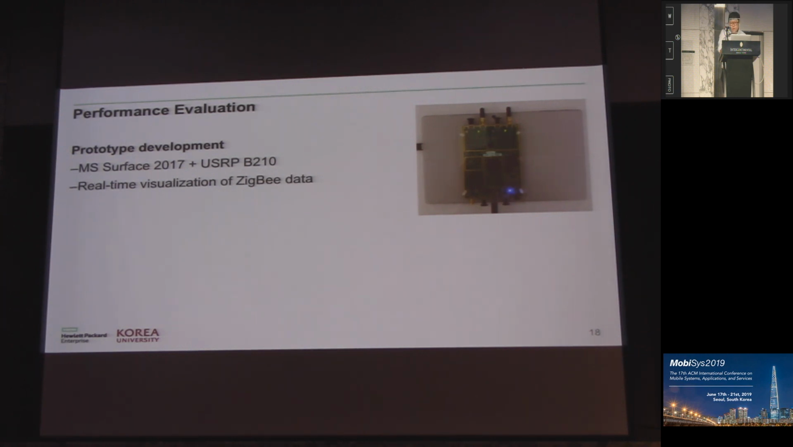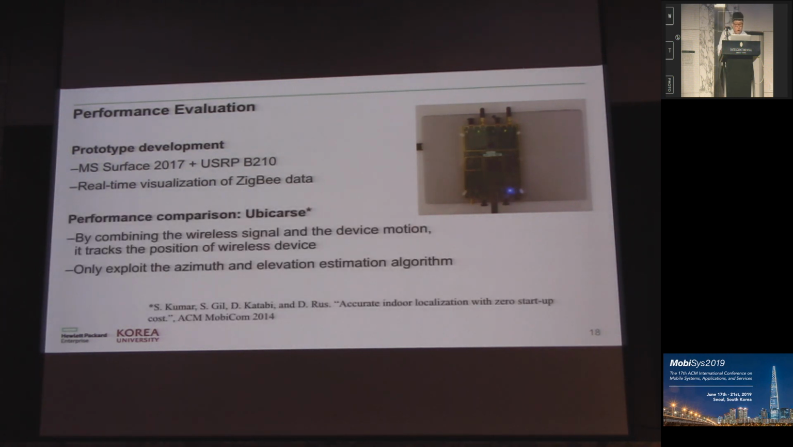For the performance comparison, we implemented UV cars similar to BizIoT. It estimates the azimuth and elevation angle using the rotation of the device triggered by the user. However, its main application is indoor application, so it cannot be directly applied to wireless source position visualization. So we implemented UV cars only for estimating azimuth and elevation and visualized the source using our technique.